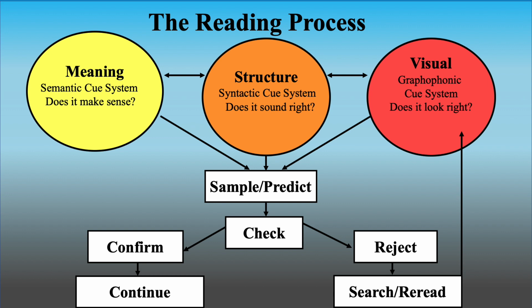Fluent readers use all of the cueing systems when they read. For students, though, to access the semantic, graphophonic, and syntactic cueing systems, they must be exposed to texts that are meaningful and purposeful in their lives. It makes sense to try to find books that children enjoy, because then it will motivate them to read and to read more.